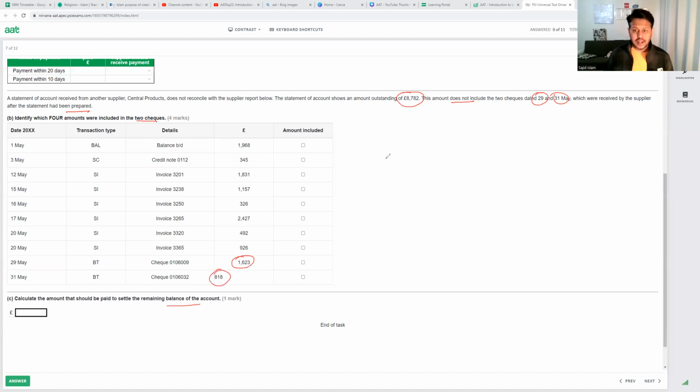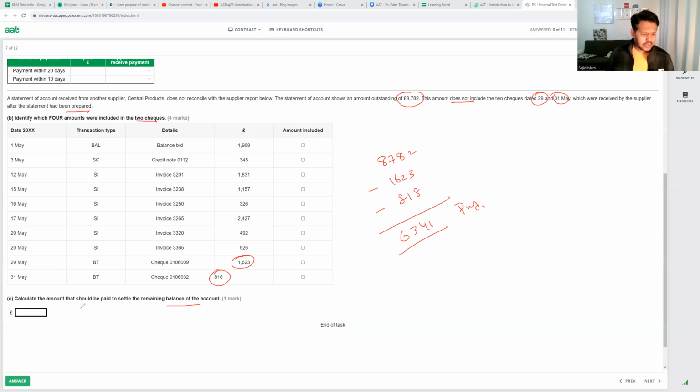That means for this amount 8782 the supplier is asking, I'm not going to pay this amount because these two checks, 1623 and 818, I already paid, but of course the supplier didn't receive them yet, or received them after the statement date. So that's why the supplier didn't update. So I'm not going to pay the same amount. So how much am I going to pay actually? 8782 minus 1623 minus 818. So that gives me 6341.